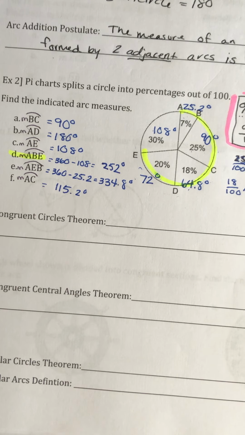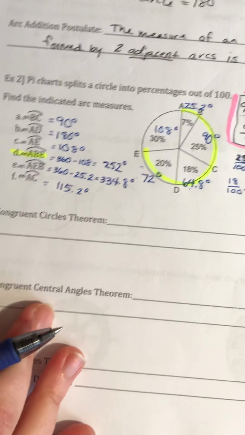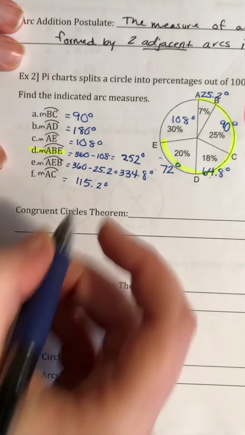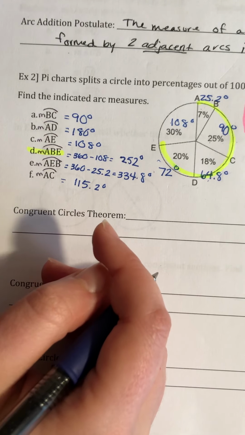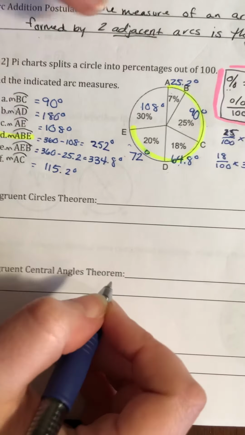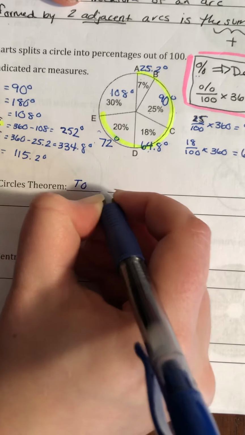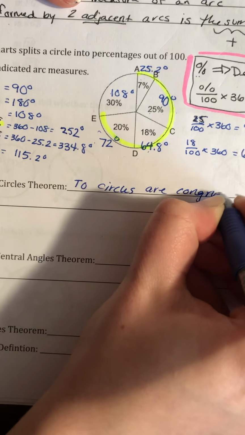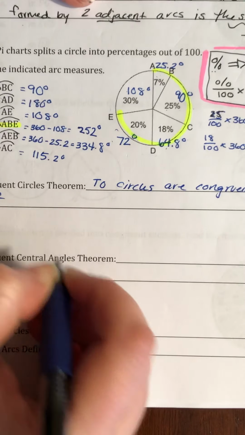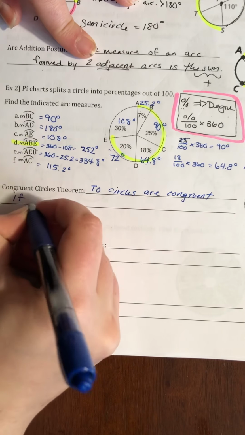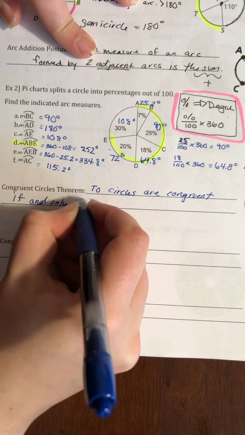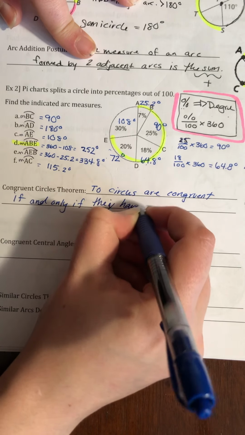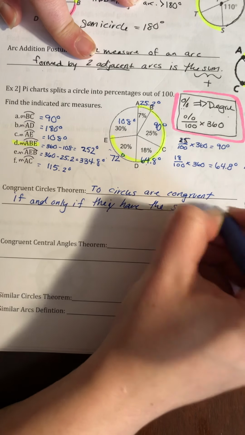We have a couple of theorems today. So the first is the congruent circles theorem. What does it mean to be congruent? It means to have the same size and the same shape. So the congruent circles theorem is that two circles are congruent if and only if, let me zoom out a little bit, if and only if they have the same radii.